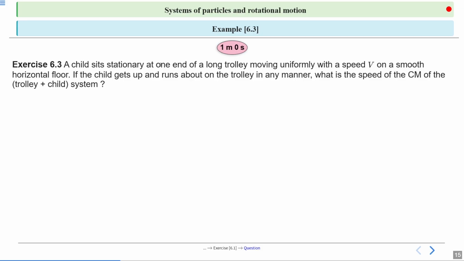A child sits stationary at one end of a long trolley, moving uniformly with a speed v on a smooth horizontal floor. If the child gets up and runs about on the trolley in any manner, what is the speed of the center of mass of the child plus trolley system? So in this question, you have to find the center of mass of the system. And what is the system here? Trolley plus child. Please solve this question. You have some time.